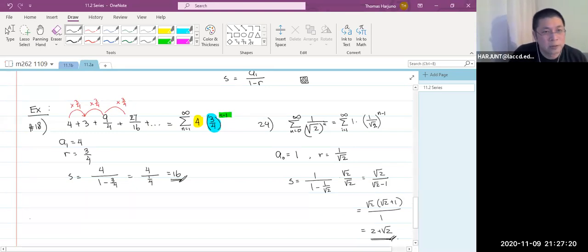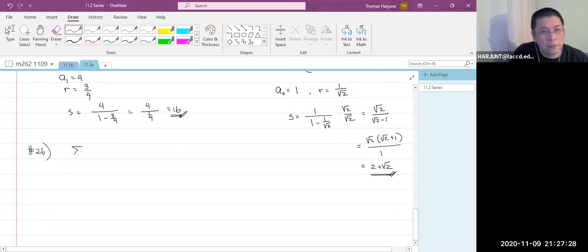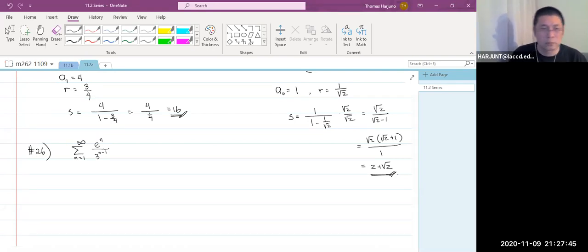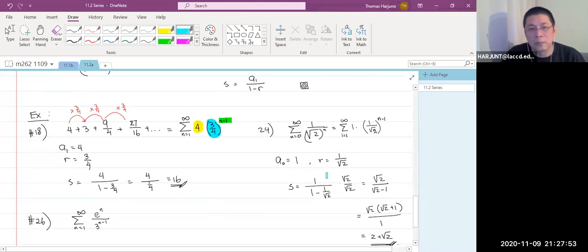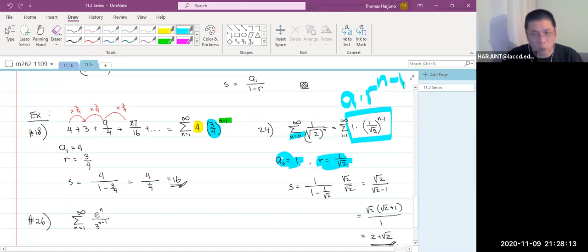How about number 26? This infinite sum of e to the n over 3 to the n minus 1. Now notice that the way I did it here, I can easily find the first term, right? Just set n equals 0 in this case. But how do I know that's a geometric series? One way to know is by rewriting it into a times r to the n minus 1 form. Basically, a constant times an exponential.